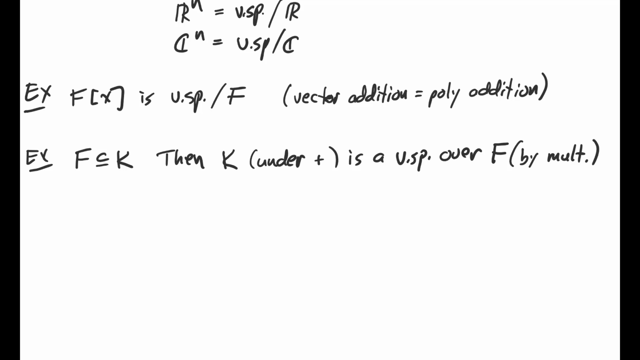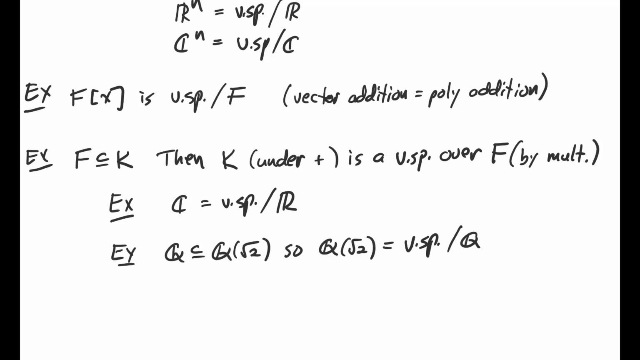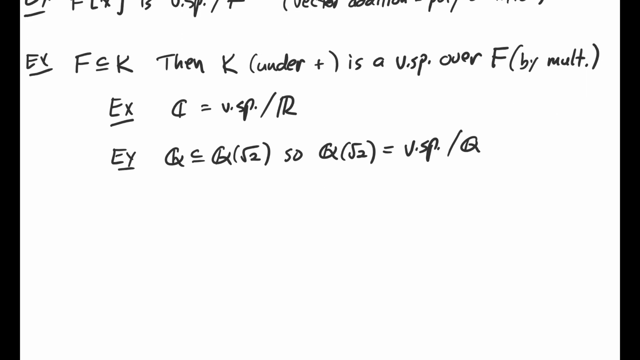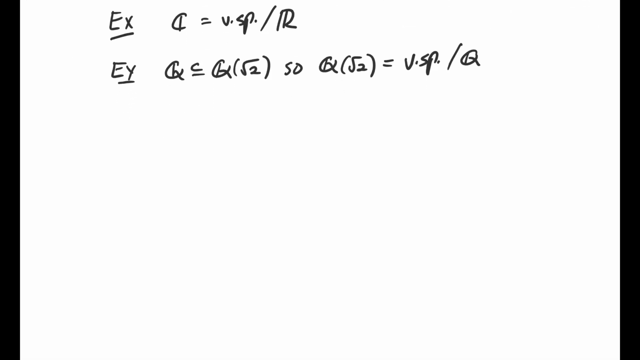And then multiplication by F will satisfy all the properties that we need to make K into a vector space over the field F. So, for example, R is a field contained within C, and therefore C is a vector space over R. In fact, as we'll find out later, it's just isomorphic to R^2. And then one of the most common types of examples that we'll be dealing with, Q, is a subfield of Q adjoined root 2, and so Q adjoined root 2 is a vector space over Q.